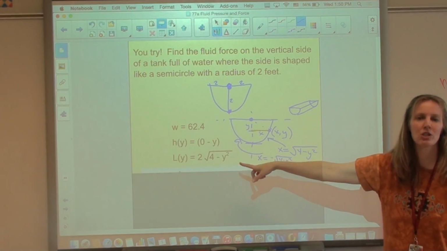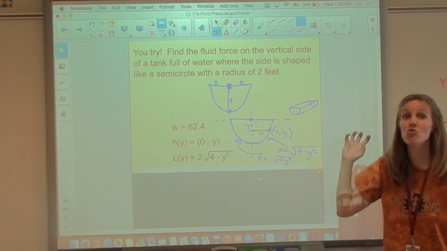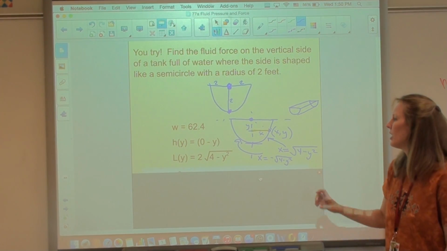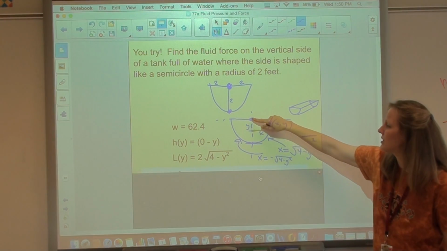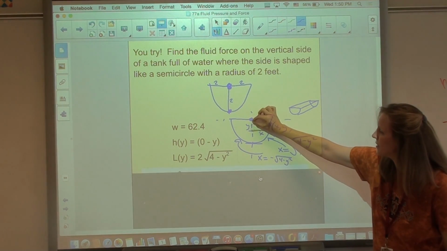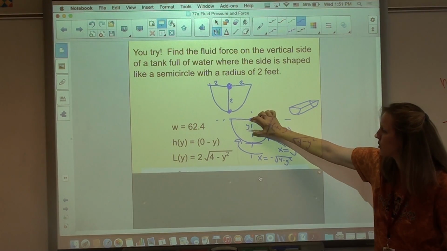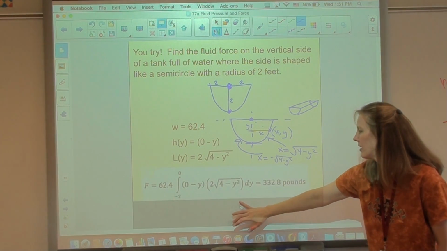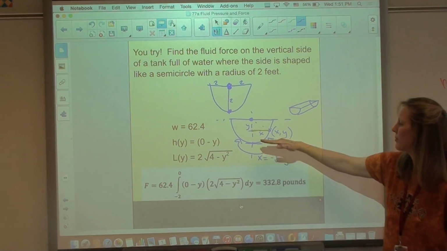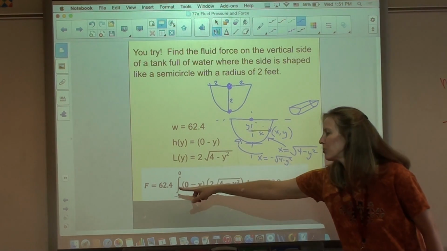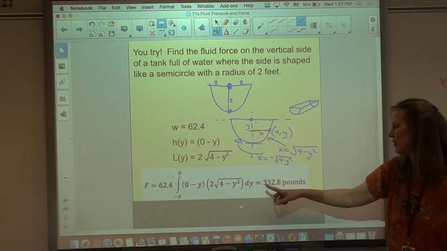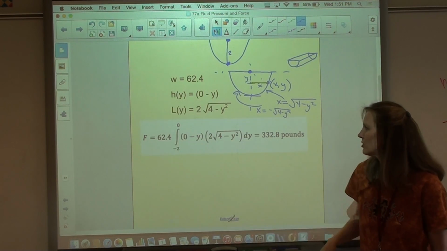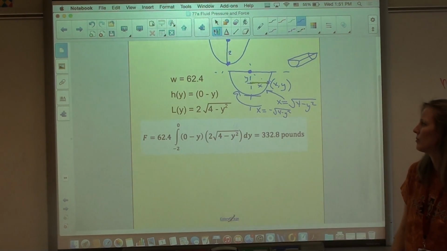Don't jump to proportions unless you're dealing with what you know are similar figures. Okay. So, if my vertex is up here, then my depth is 0 minus y. It's negative y, because the y's would all be negative, so I have to make them positive. So my force, I'm going from negative 2 to 0, 62.4 times negative y times my width, and there's my force. I thought I wrote the integral for how to do it the other way, but I didn't, so that's all right.